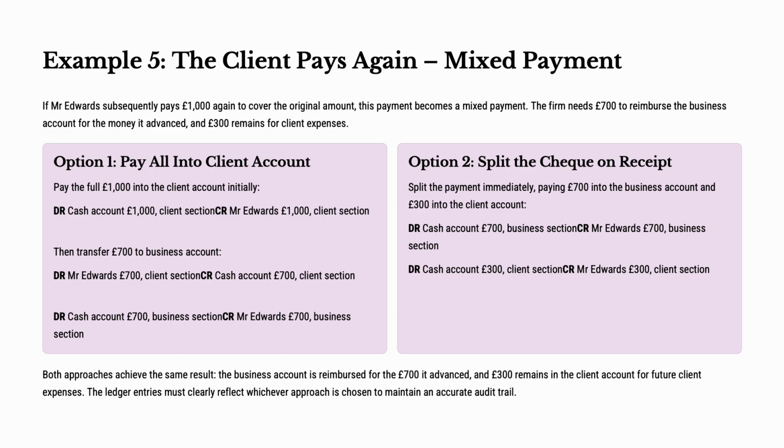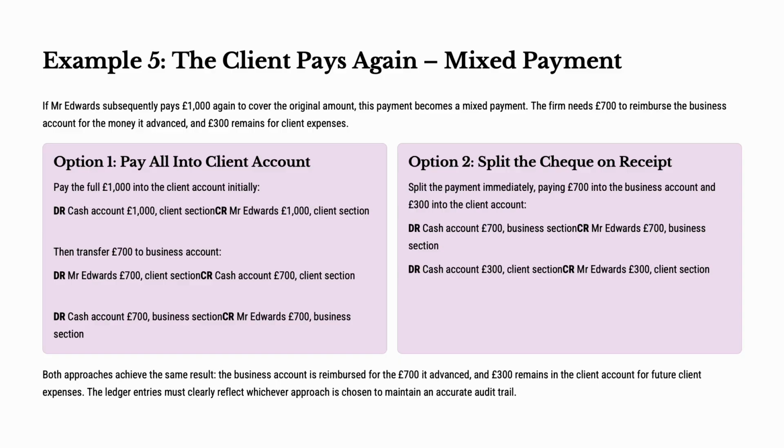So that's what you need to look at, and we have put all these entries on this slide if you want to have a look, in both ways, option 1 and option 2. If you want me to read it, I can. Pay the full £1,000 into client account initially. So it is debit cash account £1,000 client section and credit Mr. Edward £1,000 client section. Then transfer £700 out of that client account to business account. So you need to debit Mr. Edward £700 client section and credit cash account £700 client section.